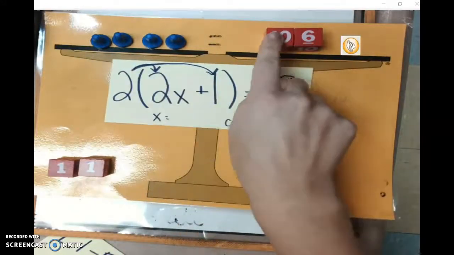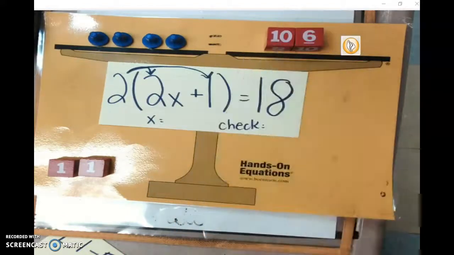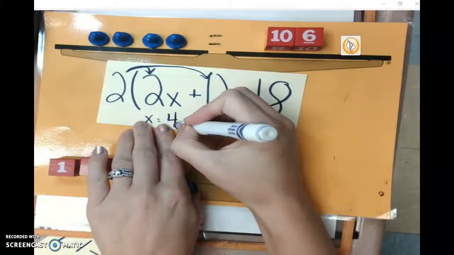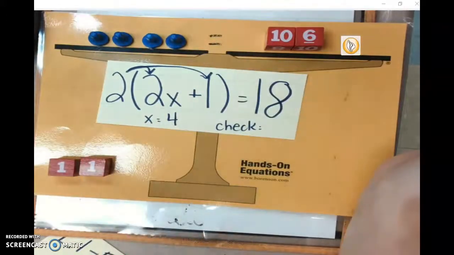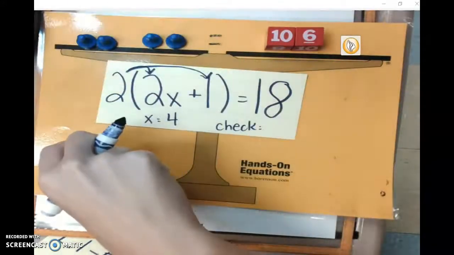So now we're going to go back and ask ourselves, 4 times what number will get us to 16? And we know that 4 times 4, or 16 divided by 4, will get us to 16. So x is going to be equal to 4. We're going to go back and set up our equation and check it.